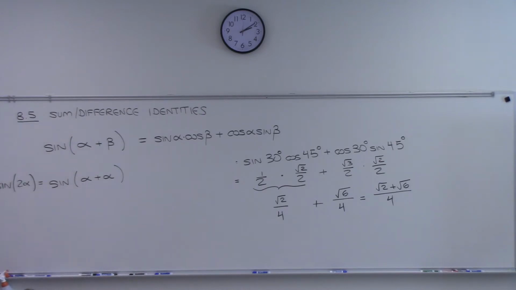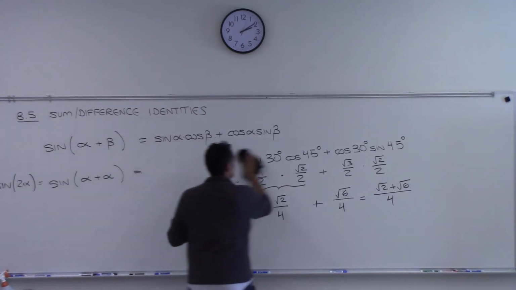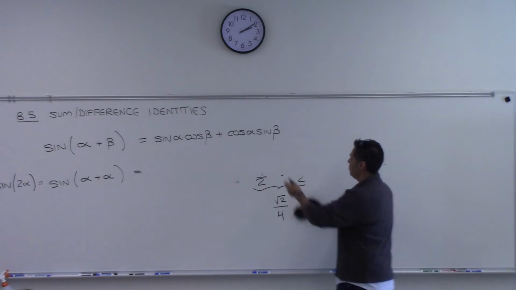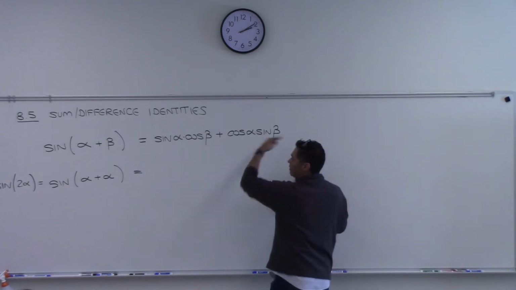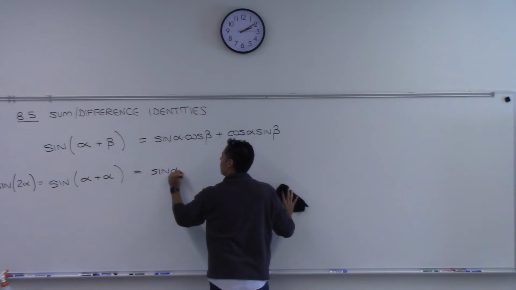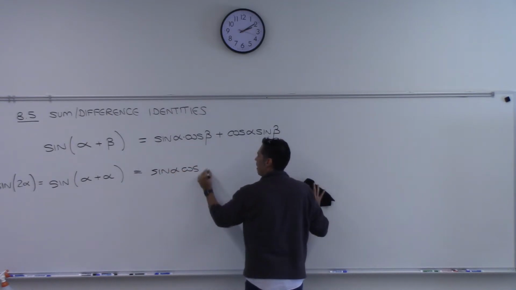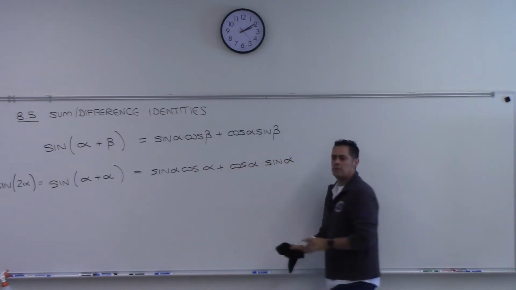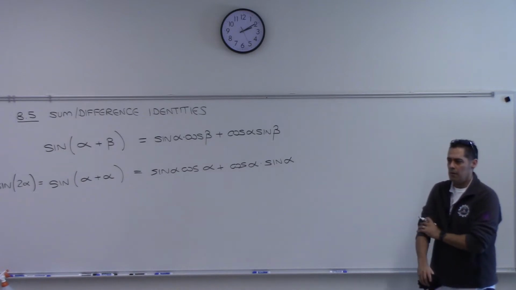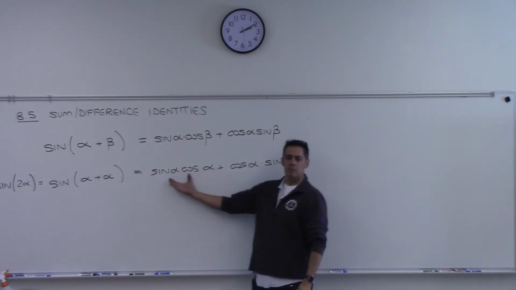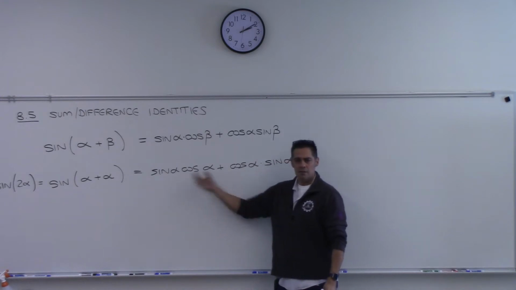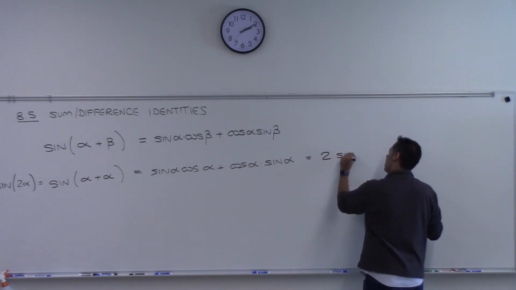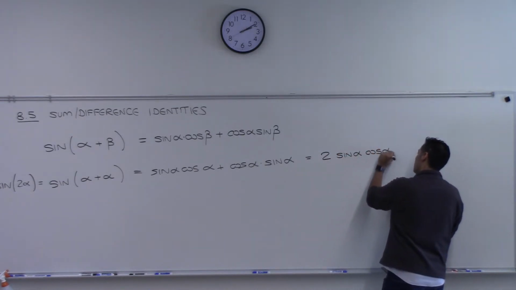Yeah? And what would that be according to this formula? Aren't alpha and beta the same values? Aren't they the same? Okay, so use the formula here and just use alphas for everything. This would be sine alpha cosine what? Alpha plus cosine alpha times sine alpha. Yeah? Are these the same? Those are the same, aren't they? So you have two of them. You have 2 sine alpha times cosine alpha.